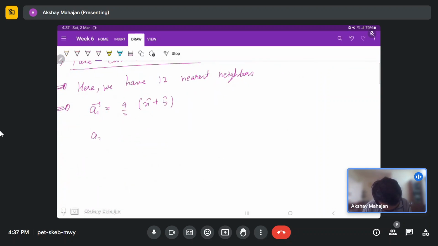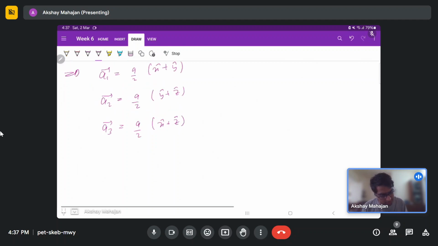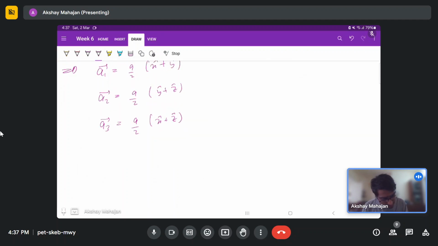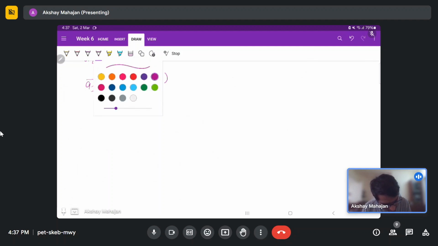So basically the formula that we have derived for the energy dispersion for the 3D case, you can just take that formula, and for any 3D structure you just need the lattice vectors, how many nearest neighbors there are, and the coordinates of these nearest neighbors. So these are the parameters: a2 vector is a by 2 times y cap plus z cap, and a3 vector is a by 2 times x cap plus z cap. Then for a simple cubic, for a face-centered cubic.